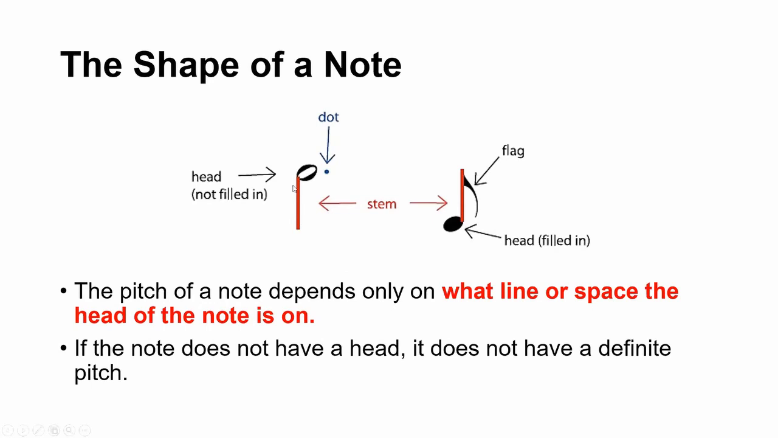Now, if the note does not have a head, it means that it does not have a definite pitch. So if you see a piece of music and you see a note that doesn't have a head, it just tells you that there's really no pitch assigned to the note. Where would you find a type of note like that?